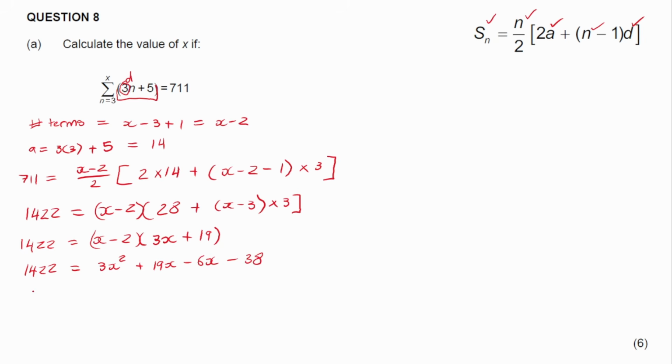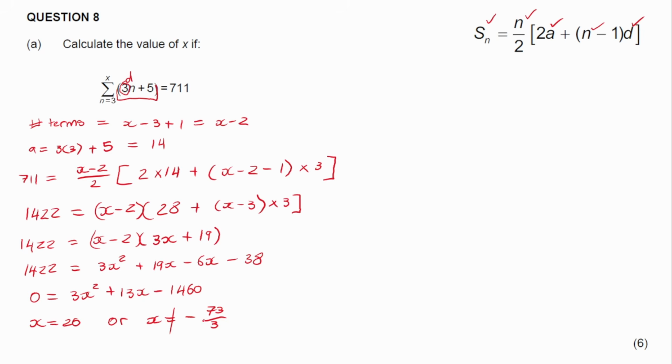And we're going to take this to the other side, so we're left with 0. We go to 3x squared plus 13x minus 1460. So now we can use our calculator again, like we've discussed before, when we press mode 5 for equation. If we put that in our calculator, we will get the following answers. We'll get x is equal to 20, or x is equal to minus 73 over 3.